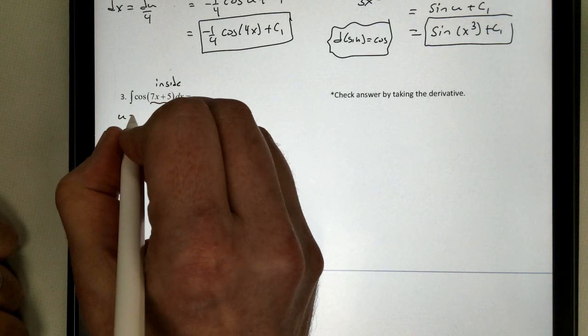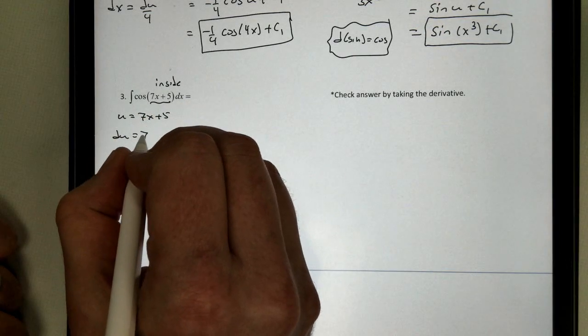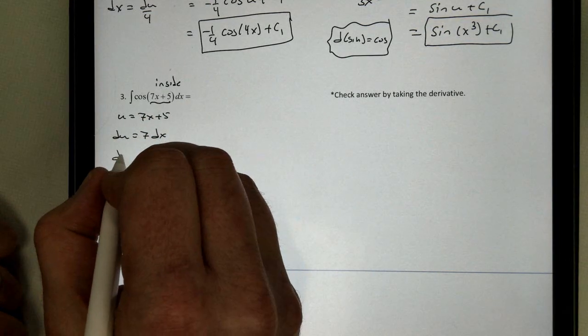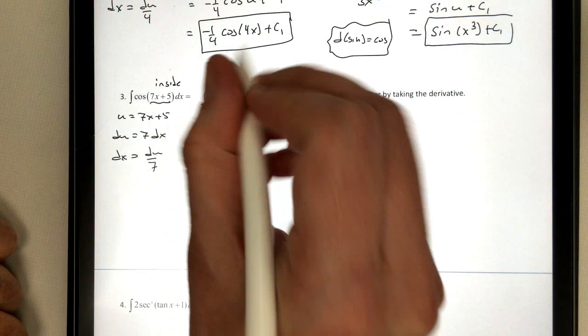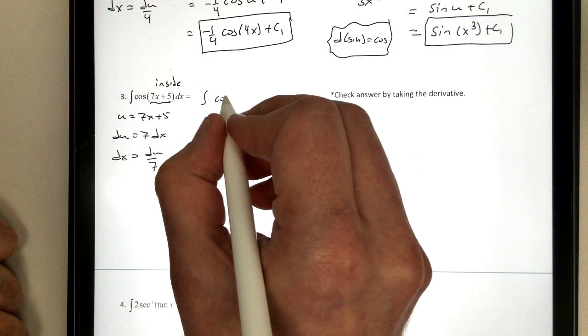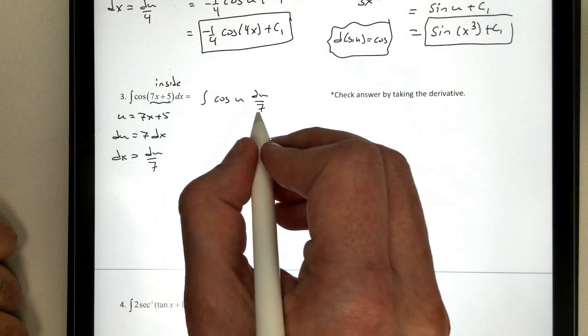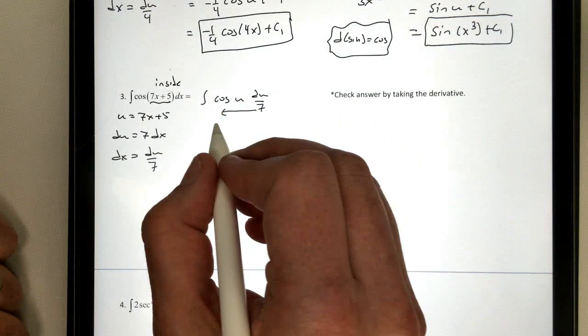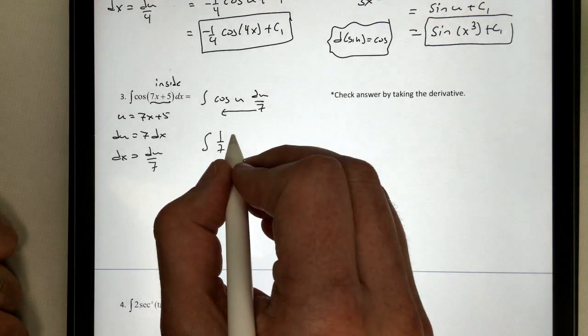So our u is going to be 7x plus 5. Our du is 7 dx. So dx is just du over 7. And when we rewrite this, we're going to get cosine of u du over 7. Now, I'm going to rewrite this because I don't like my 7 right here.